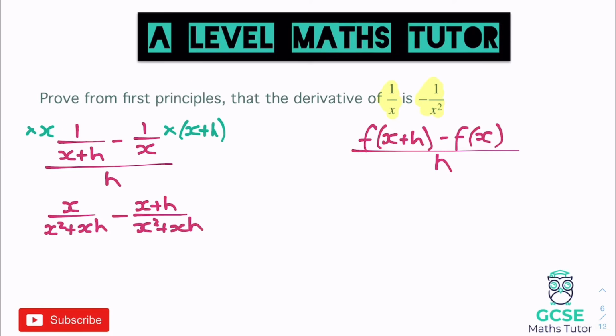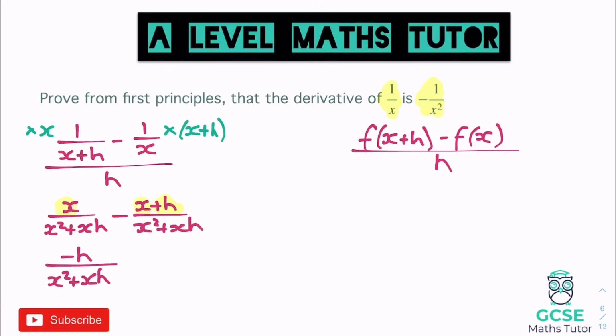It's all over h. Now obviously let's tidy this up first and then we'll worry about that h on the bottom. If we tidy this up, we've got x on the top there, take away another x, so that leaves us with nothing, and then we've got nothing take away the h here, so we're going to have minus h on the top. So we've got minus h on the top, and that's over x squared plus xh.